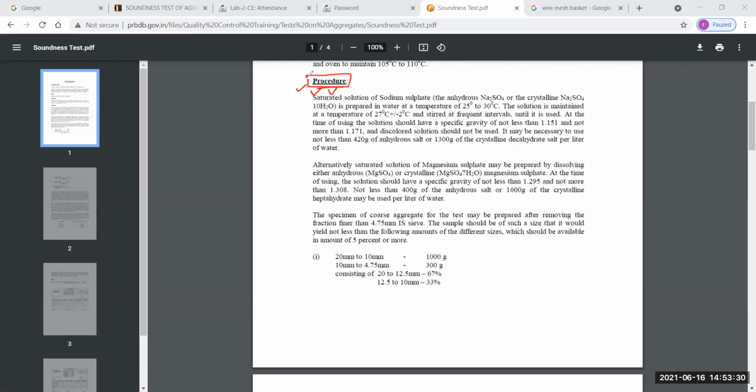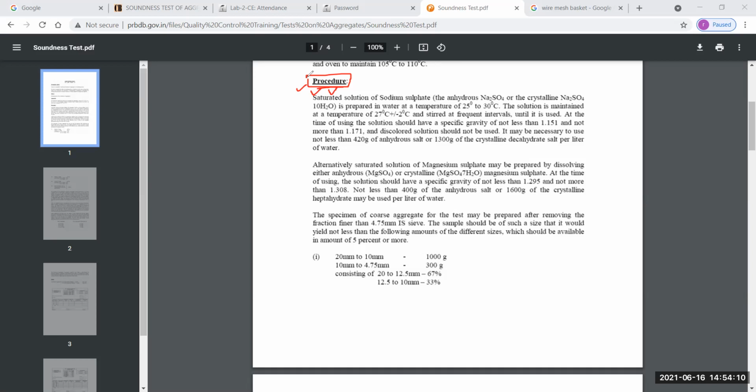Saturated solution of sodium sulfate, the anhydrous Na2SO4 or the crystalline Na2SO4·10H2O, is prepared in water at a temperature of 25 degrees centigrade to 30 degrees centigrade. The solution is maintained at a temperature of 27 degrees plus minus 2 degrees and stirred at frequent intervals until it is used. At the time of using, the solution should have a specific gravity of not less than 1.151 and not more than 1.171.